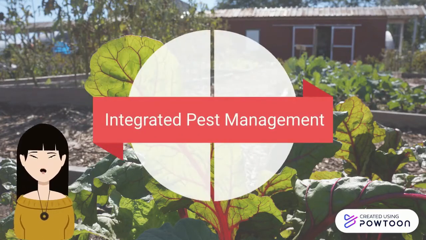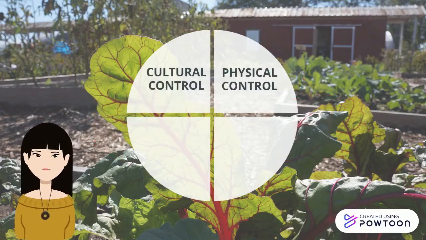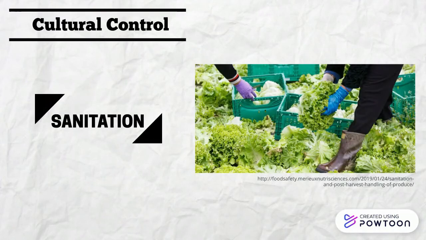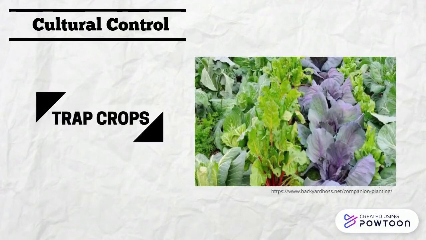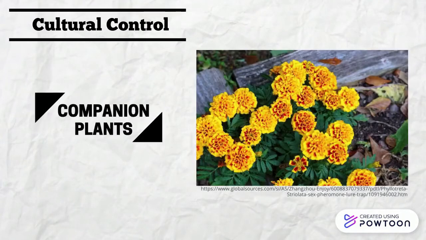We can opt for integrated pest management through cultural control, physical control, biological control, and chemical control. In cultural control, what farmers can do to prevent attack of flea beetles is sanitize their farm from possible breeding sites, till the soil, plant trap crops to divert attention from the main crops, put mulches in between rows of main crops, and intercrop companion plants like marigolds to protect the main crops.